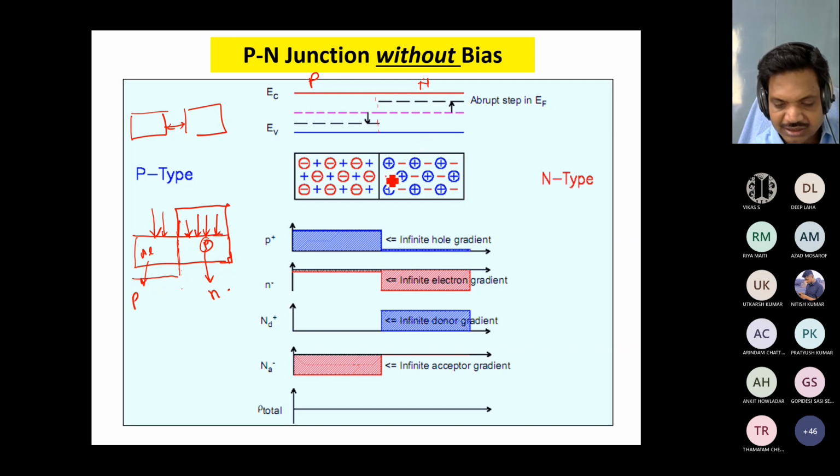Now let us see in detail what will happen after forming the junction. As I already told you, in the p side, what are the different types of charged particles? And also in the n-type semiconductor, what are the different types of charged particles? Just to remind you, can you tell me, in the p-type semiconductor, what are the different charged particles? Anyone can you tell?